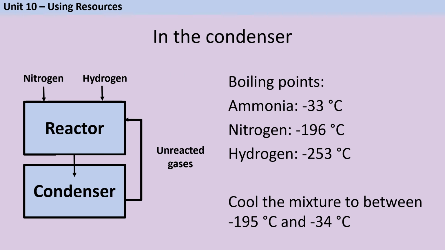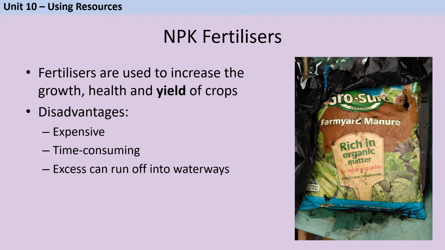Because only about 15% of the nitrogen and hydrogen in the reactor is going to make ammonia, what comes out at the other end is a mixture of gases. We need to separate the ammonia as a product from the leftover nitrogen and hydrogen so that they can be recycled back into the reactor to try to react again. The mixture of gases is pumped into a condenser to cool them down to a point where the ammonia becomes a liquid, but the nitrogen and hydrogen are still gases and therefore easy to separate.